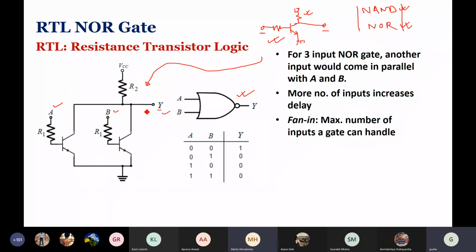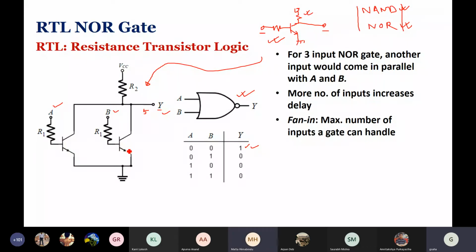High means how much voltage? 5 volt, sir. 5 volt if no load is connected. If a load is connected, depending on the analysis done before, it will be a bit less than that. So when both of them are low, the output is near about 5 volt for no load, and a little less than 5 volt with load, but sufficiently close to 5 volt to consider it high. Go ahead.